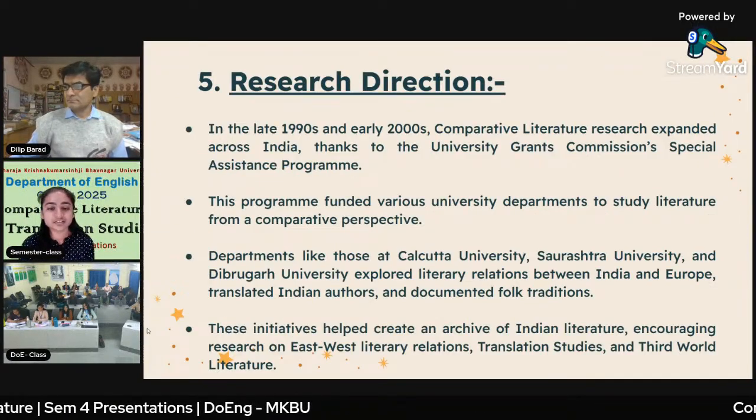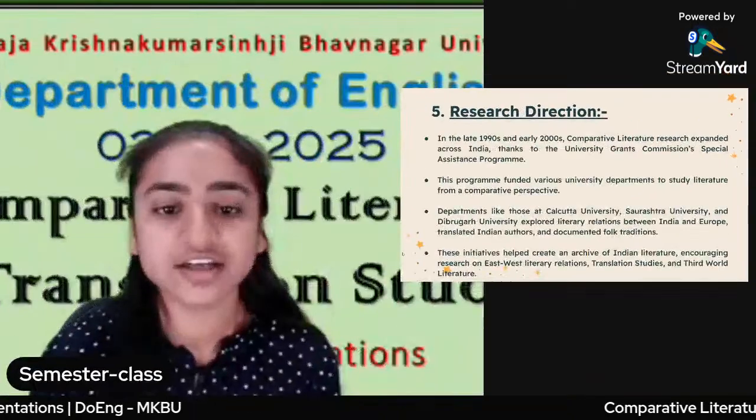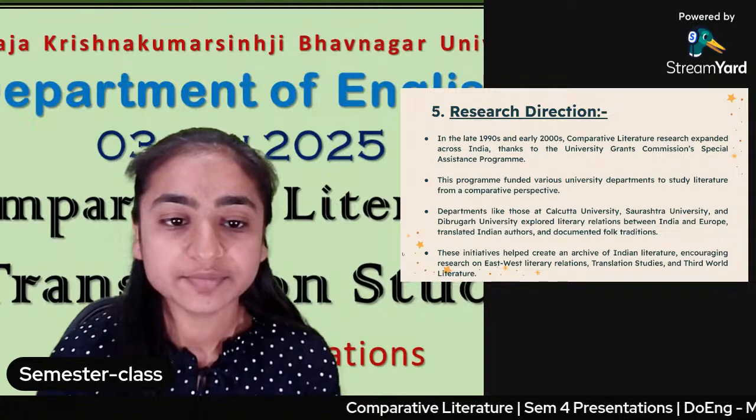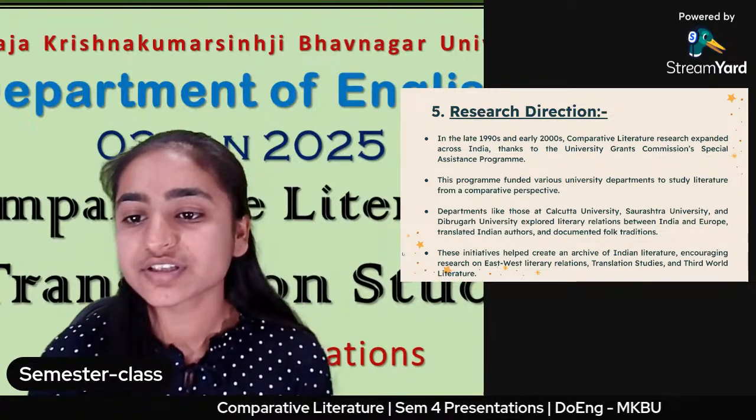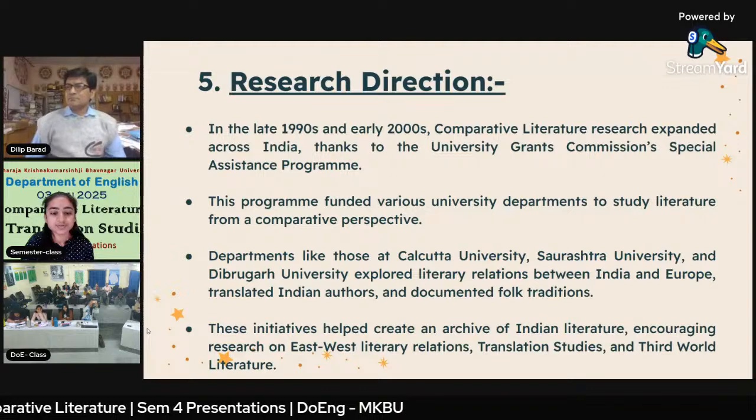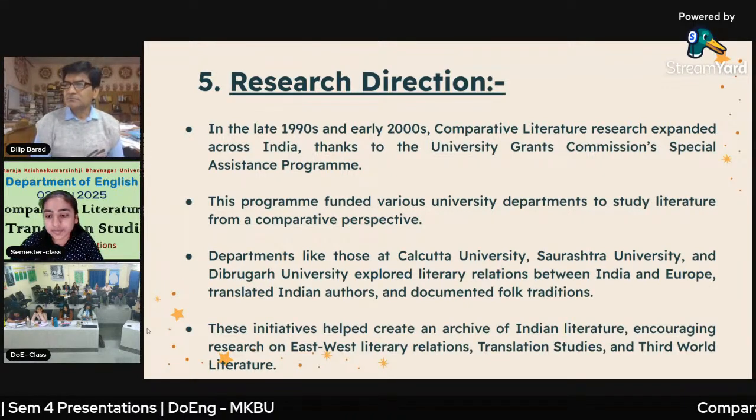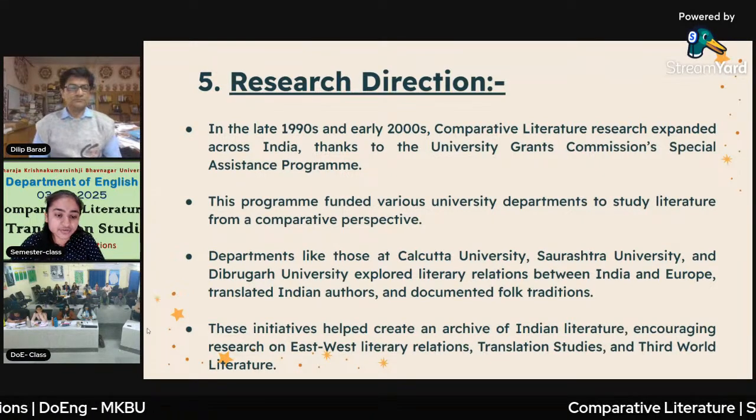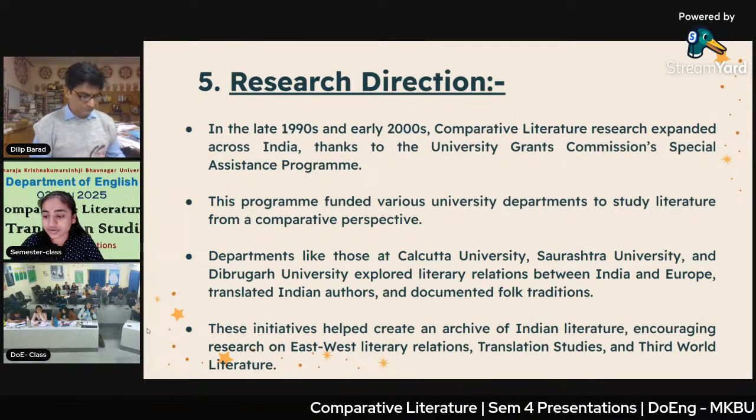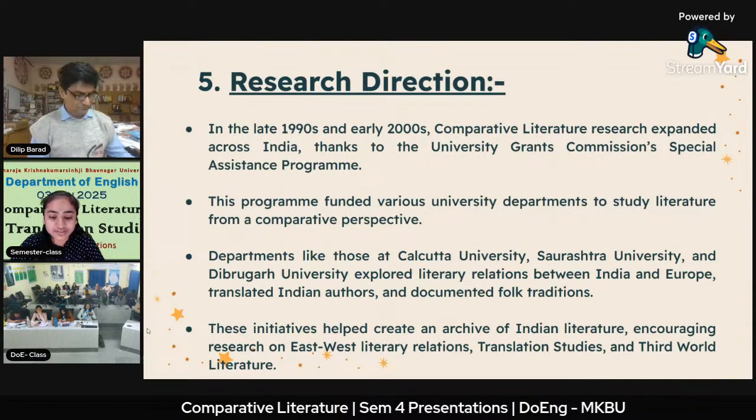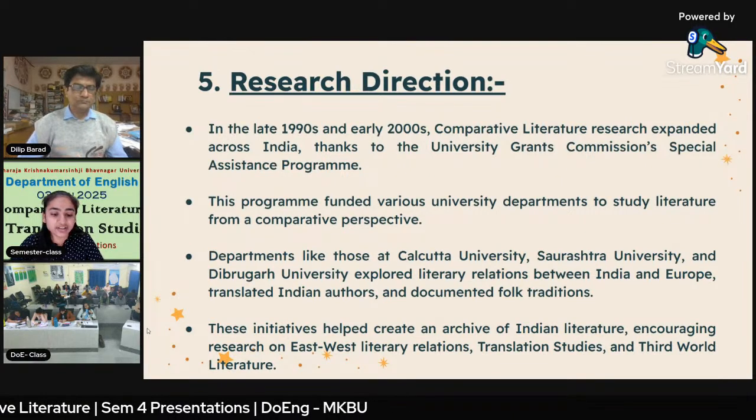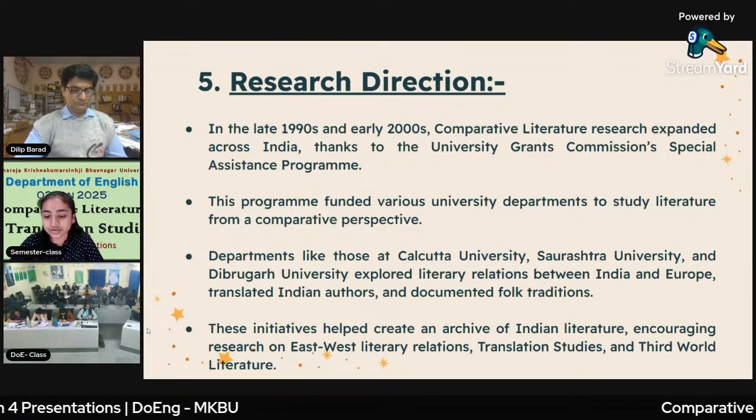Fifth one is research direction. In the late 1990s and early 2000s, comparative literature research expanded across India, thanks to the University Grants Commission's Special Assistance Program. This program funded various university departments to study literature from a comparative perspective. Departments like those at Calcutta University, Saurashtra University, and Dibrugarh University explored literary relations between India and Europe, translated Indian authors, and documented folk traditions.